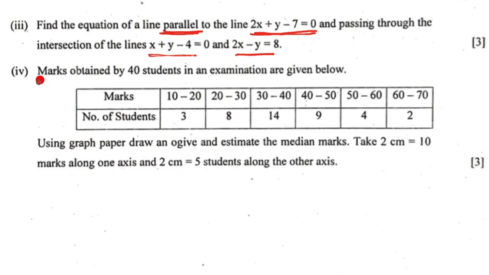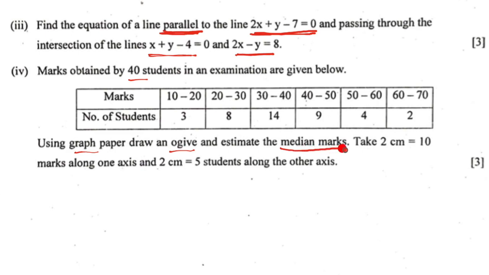Now we come to the last question of the paper. Question number 4 of question number 6. Marks obtained by 40 students in an examination are given below. The marks are given here. Number of students are here. Use the graph paper and draw an ogive.